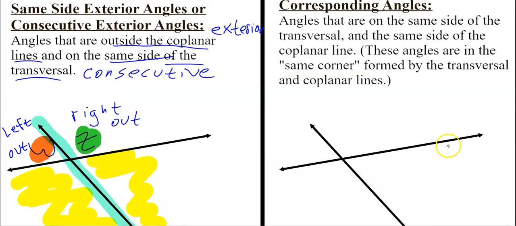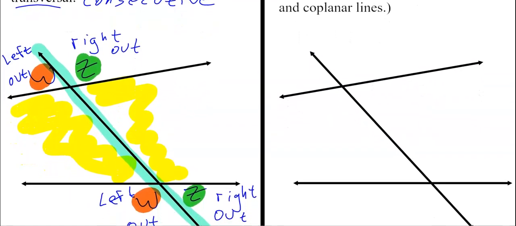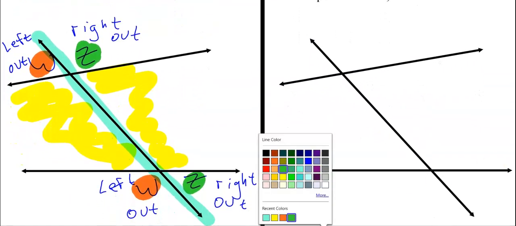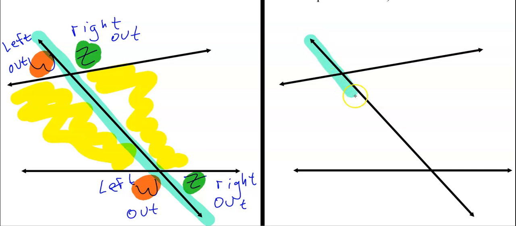So my corresponding angles. These ones are the basic angles that we base everything else around, but they're a little harder to see because the name doesn't help us out. These are angles that are on the same side of the transversal and the same side of the coplanar line. These angles are in the same corner formed by the transversal and coplanar lines. Alrighty, so let's talk about this. These ones can be a little tricky, but that's okay.